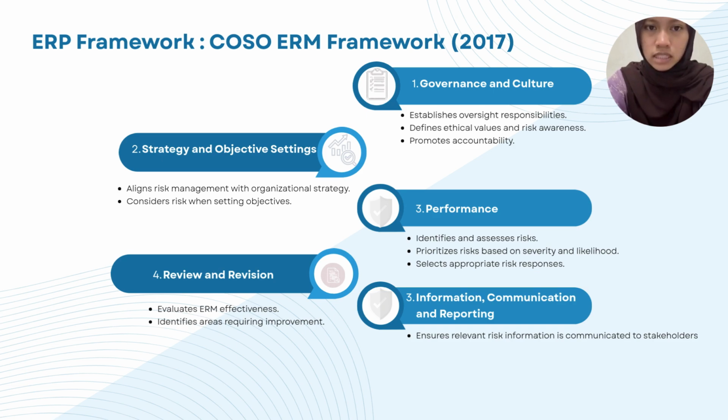And the fourth one is review and revision. The organization must regularly review the effectiveness of its ERM process. Any weakness or change in the business environment should be addressed through continuous improvement. And the last one is information, communication, and reporting. Relevant risk information must be communicated effectively to management, employees, and stakeholders. Good communication ensures informed decision-making.